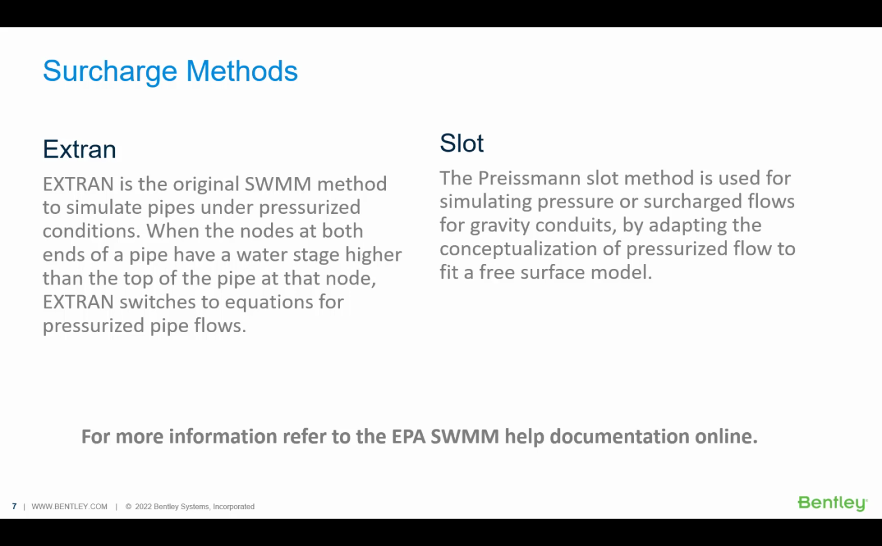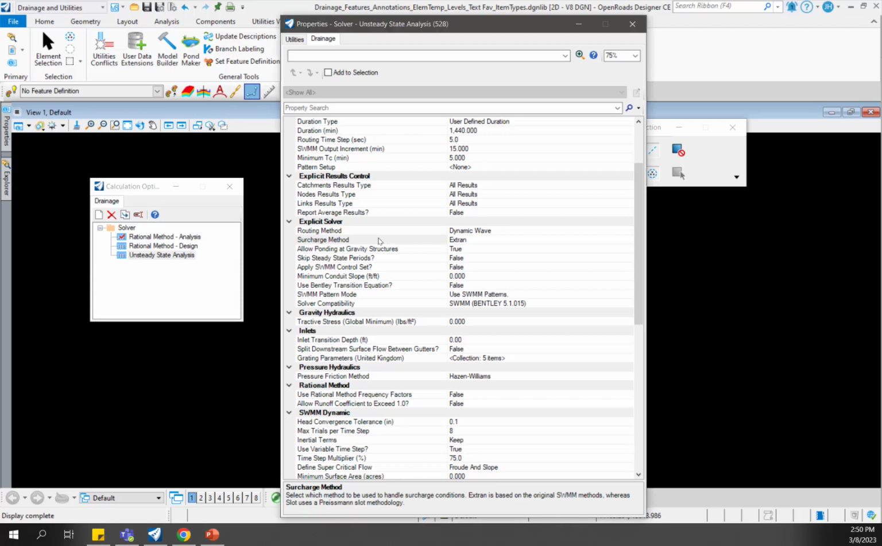If you choose Slot, this method is used for simulating pressure or surcharge flows for gravity conduits by adapting the conceptualization of pressurized flow to fit a free surface model. If you'd like more information on this, you can visit the EPA SWMM help documentation online. We'll be choosing the Extran surcharge method.